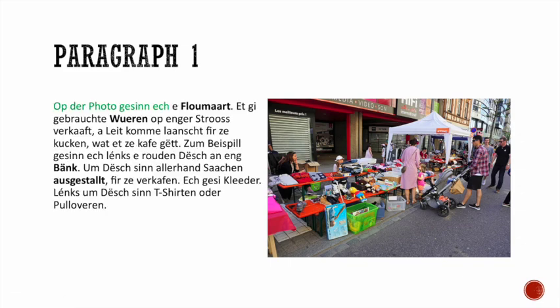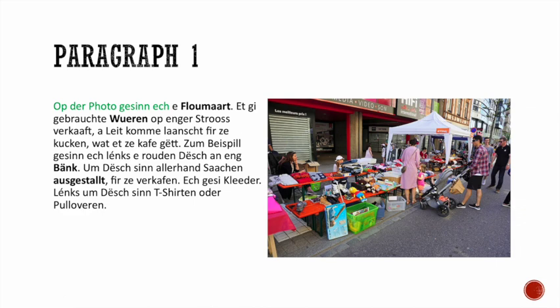So the phrase we always use to start describing a picture is "Op de Foto geschitt et e Flohmarkt." In the photo, I see a flea market. Et gebraucht Wueren op der Stroos verkaf. They are like used goods are being sold on the street. An d'Leit kommen laanscht fir ze kucken, wat et ze kafe gëtt. And people are coming by to see what's there to buy. For example, I see a red table here and a bench on the left.